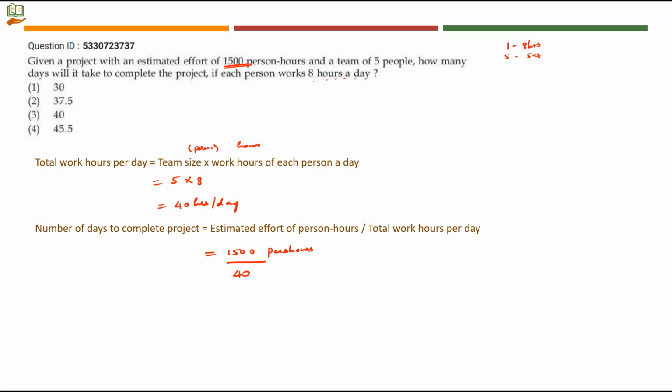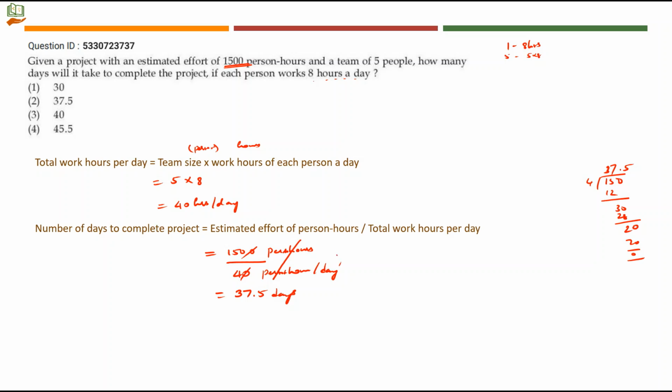So this can be taken as person hours per day. So here these two get cancelled. We will have 150 divided by 4. 4 threes are 12. We have 30. 4 sevens are 28. Then we have 2. We'll introduce a decimal point here. This is 4 fives are 20. We can have 37.5 days to complete the project.